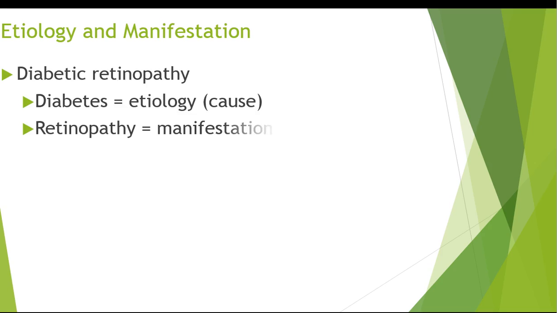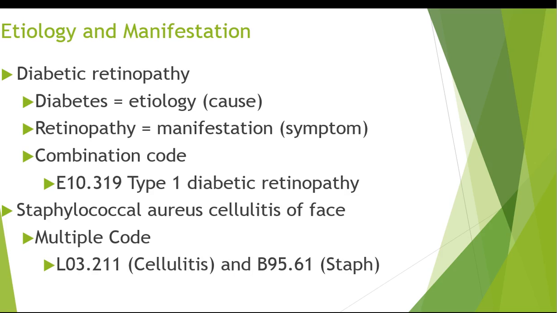Let's look at this example. The patient has diabetic retinopathy. Diabetes is the cause of the retinopathy, or the etiology, and retinopathy is the manifestation or the symptom. Now, in ICD-10, we have one code that gives us both the manifestation and the etiology, and it's a combination code: E10.319, type 1 diabetic retinopathy.